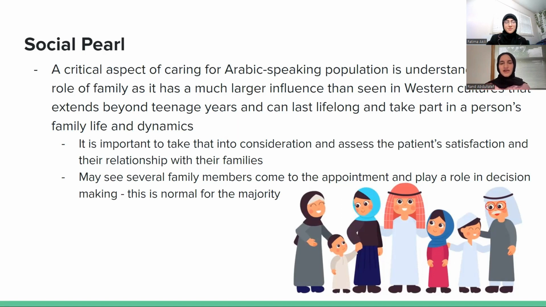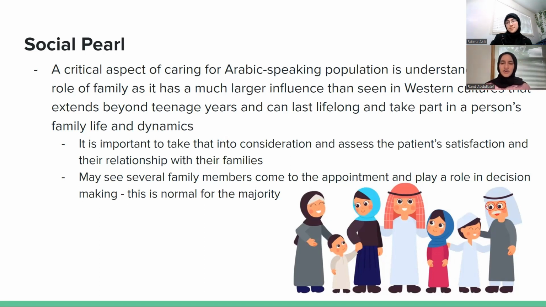And something else that's important is sometimes the patient might not want to make a decision on their own. Sometimes they might want to consult with their family member that came with them that day, or they might even tell you, can I go home, discuss it with all of my family, and then come back and tell you my decision at a later time.